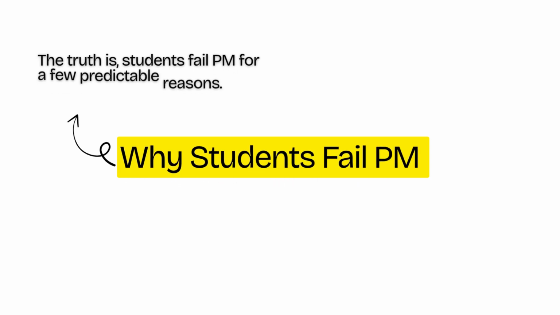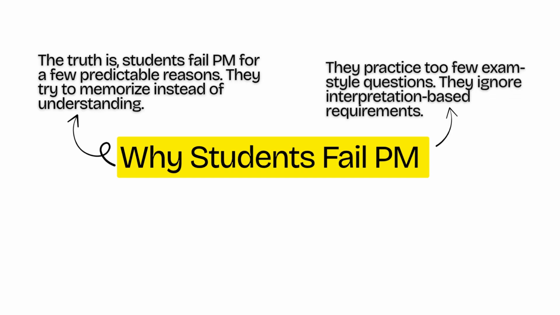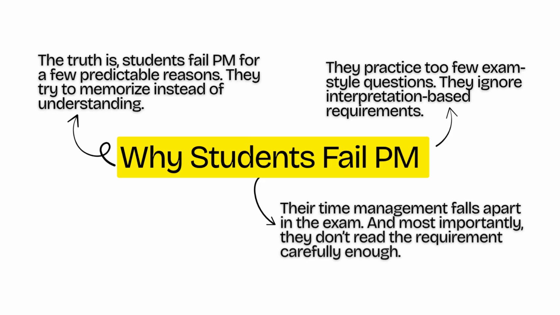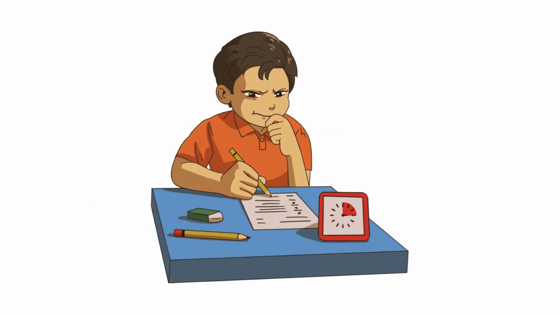Why students fail PM? The truth is, students fail PM for a few predictable reasons. They try to memorize instead of understanding. They practice too few exam-style questions. They ignore interpretation-based requirements. Their time management falls apart in the exam. And most importantly, they don't read the requirement carefully enough. PM requires calm thinking, not fast writing. If you slow down and understand the examiner's intention, the paper becomes far easier than most students think.